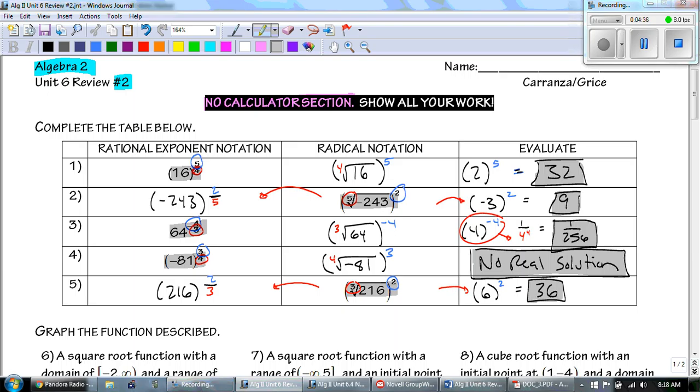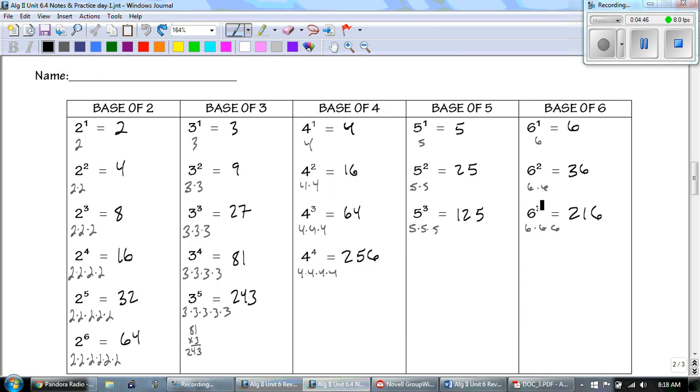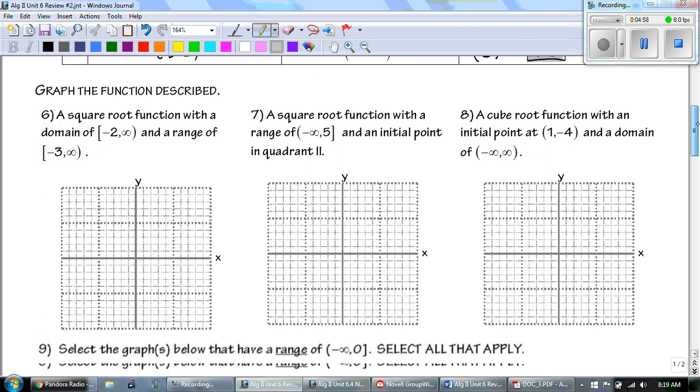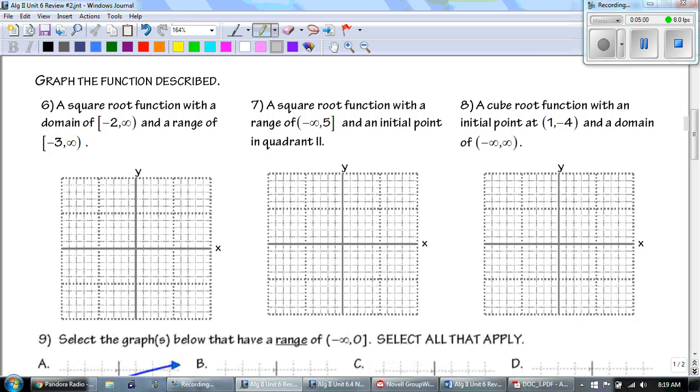Okay, so rewriting it in rational exponent notation, it'd be 216 to the 2/3. And then evaluating it, just trying to find the cubed root of 216, is 6. And then 6 squared, which is right above it, is 36. Awesome. All right, let's keep going. Number 6.